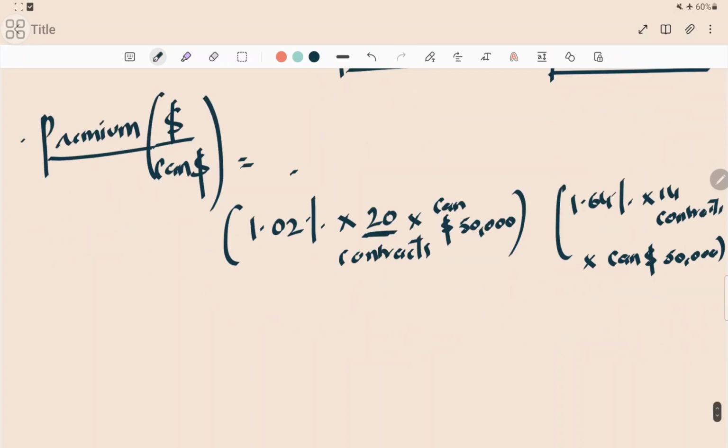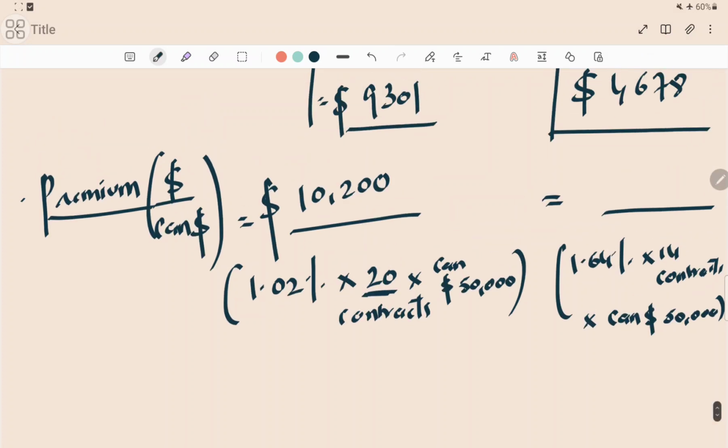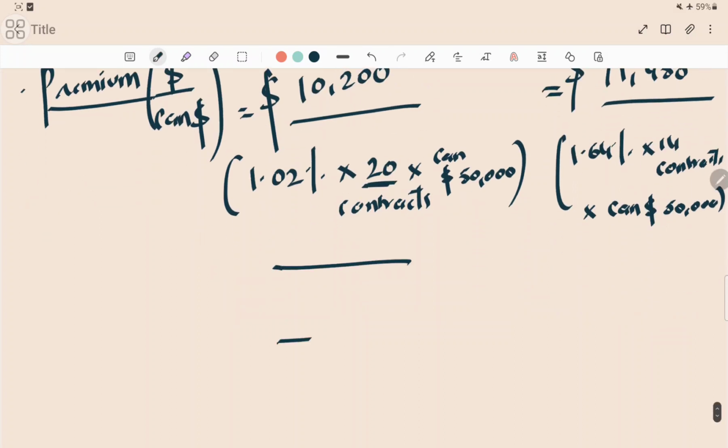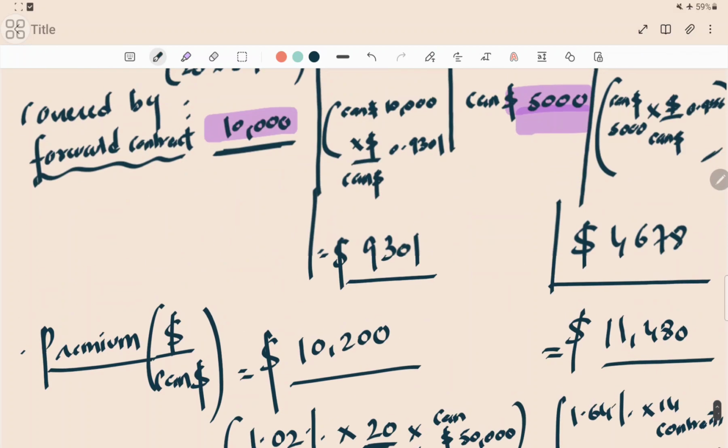Now all we have to do is just calculate these numbers. So 20 into 50,000 into 1.02% is 10,200 dollars. Okay, why dollars? I hope you understood. Next is 1.64, 14 into 50,000. 14 contracts into 50,000 into 1.64 percent is 11,480 dollars. You have to add all these things, the dollar equivalents.